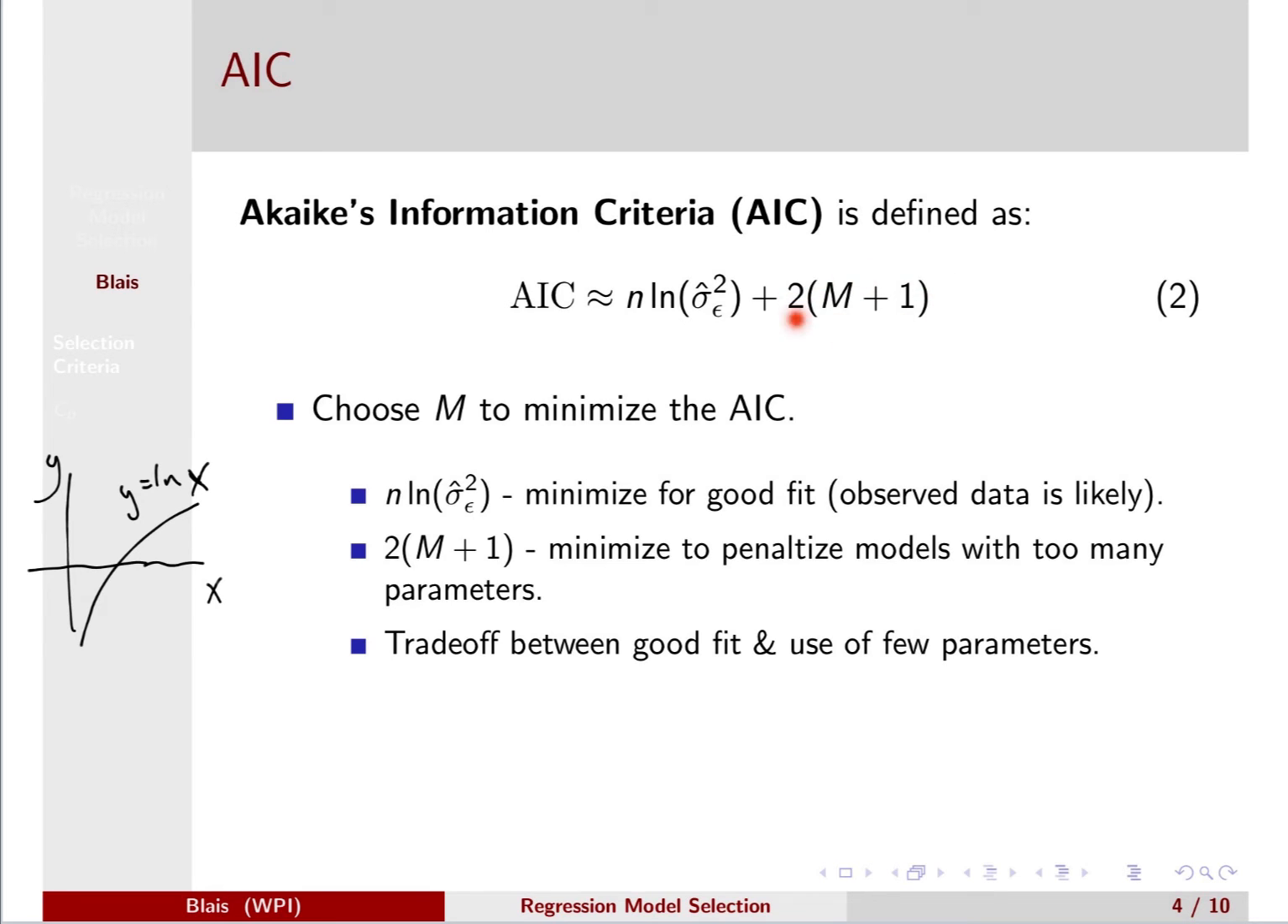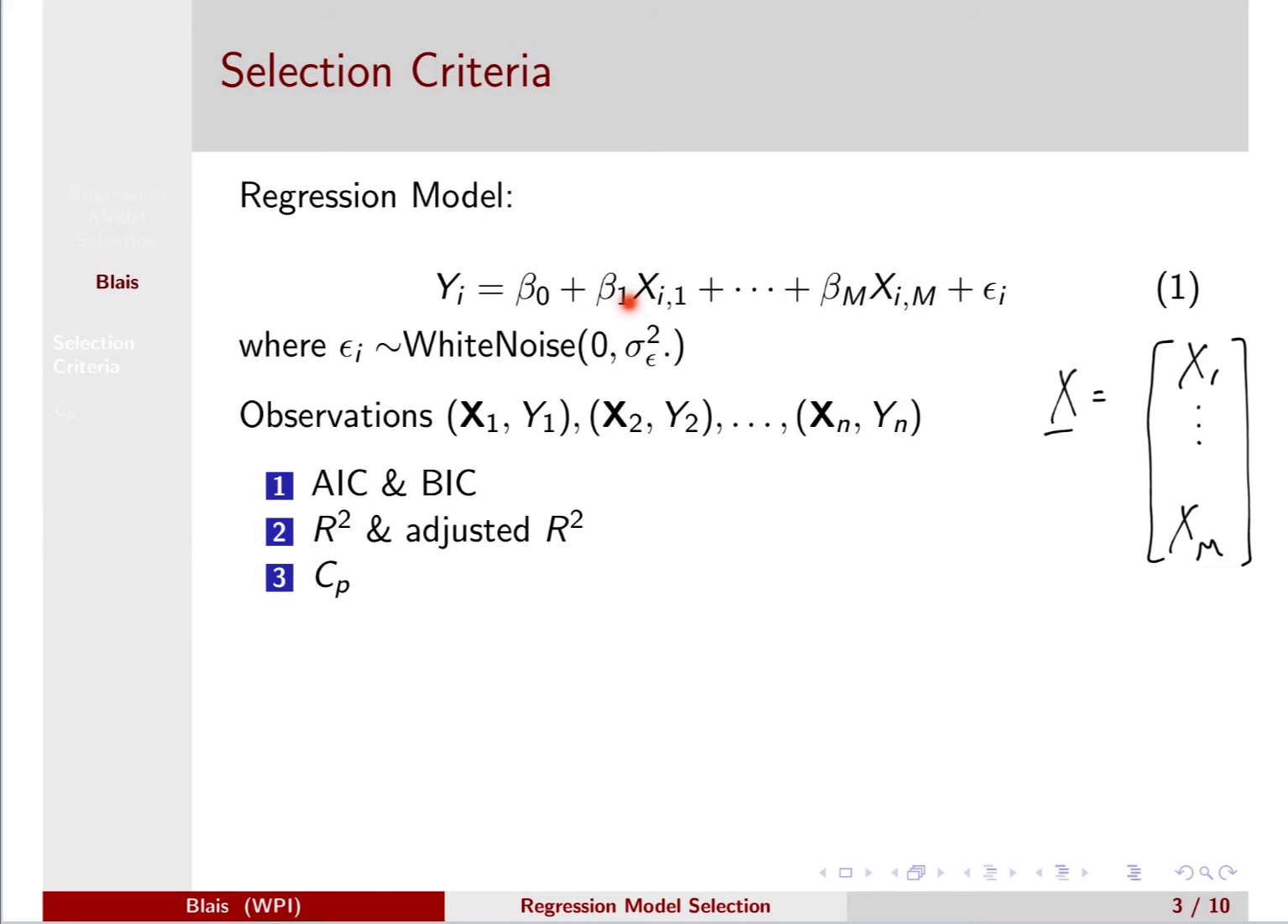At the same time, we prefer a smaller number of parameters. M plus 1 is the number of the beta coefficients that we have. Recall we have m predictors. Each one gets a beta, but then you have your intercept beta naught.